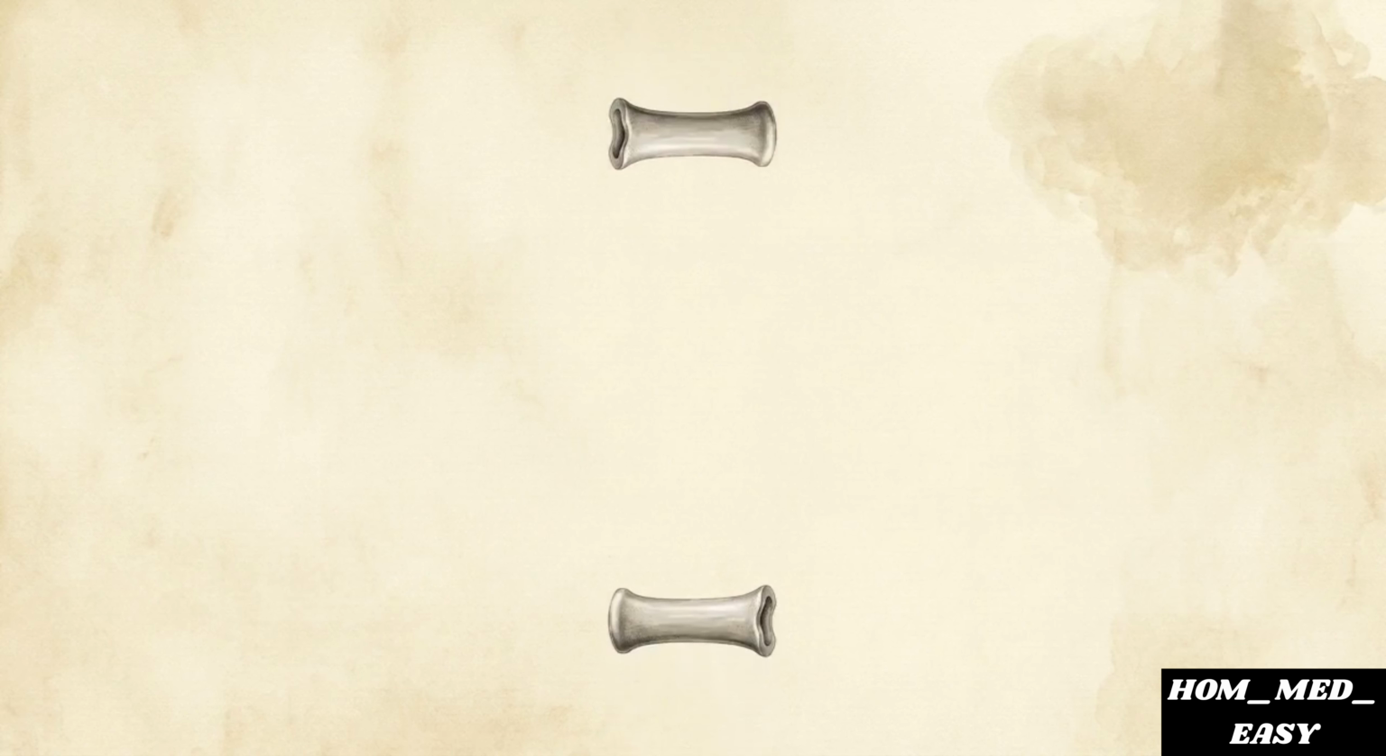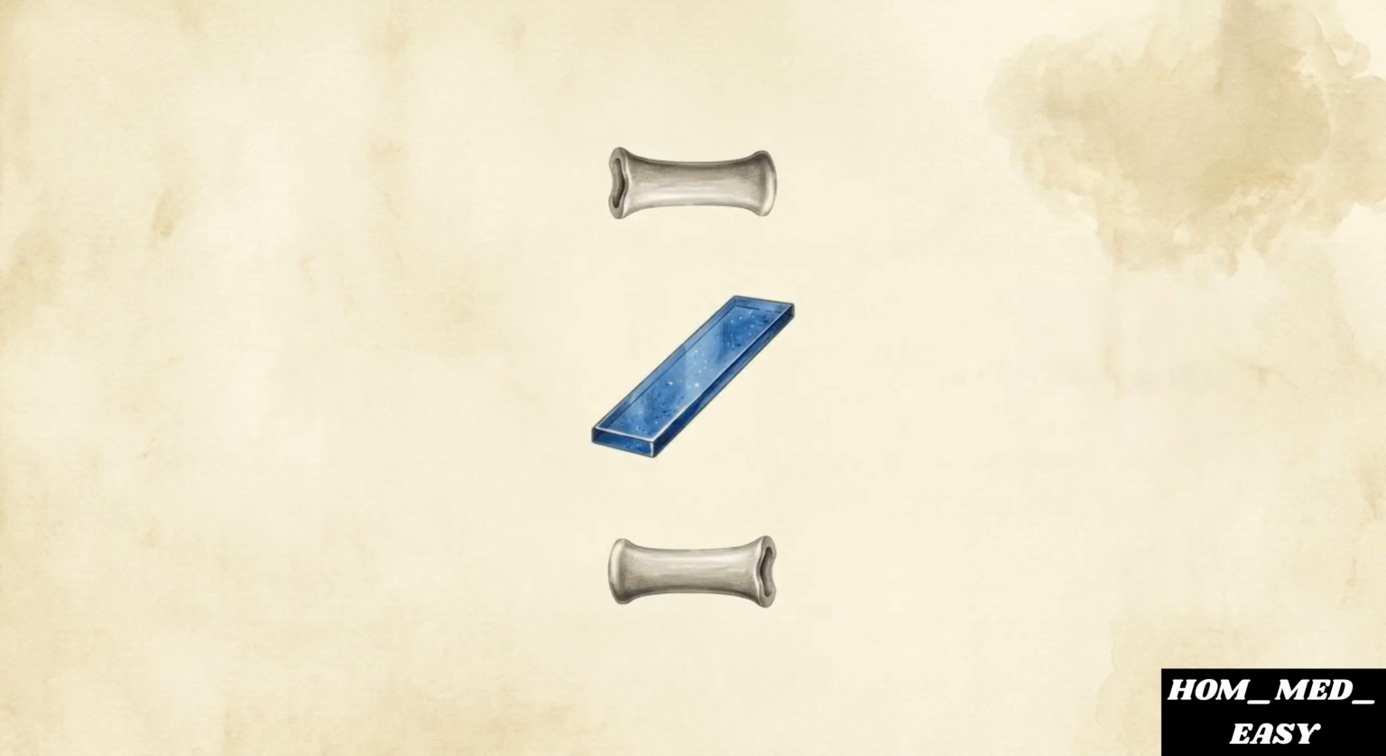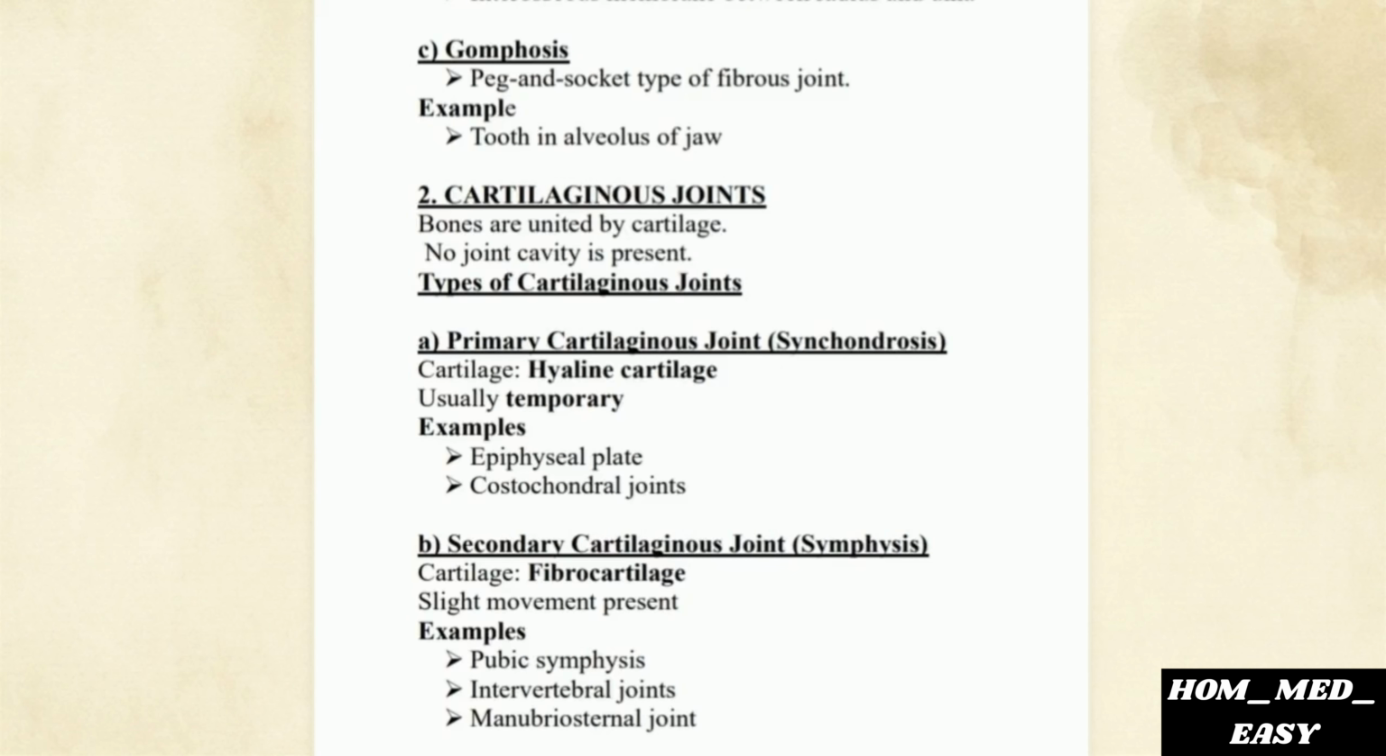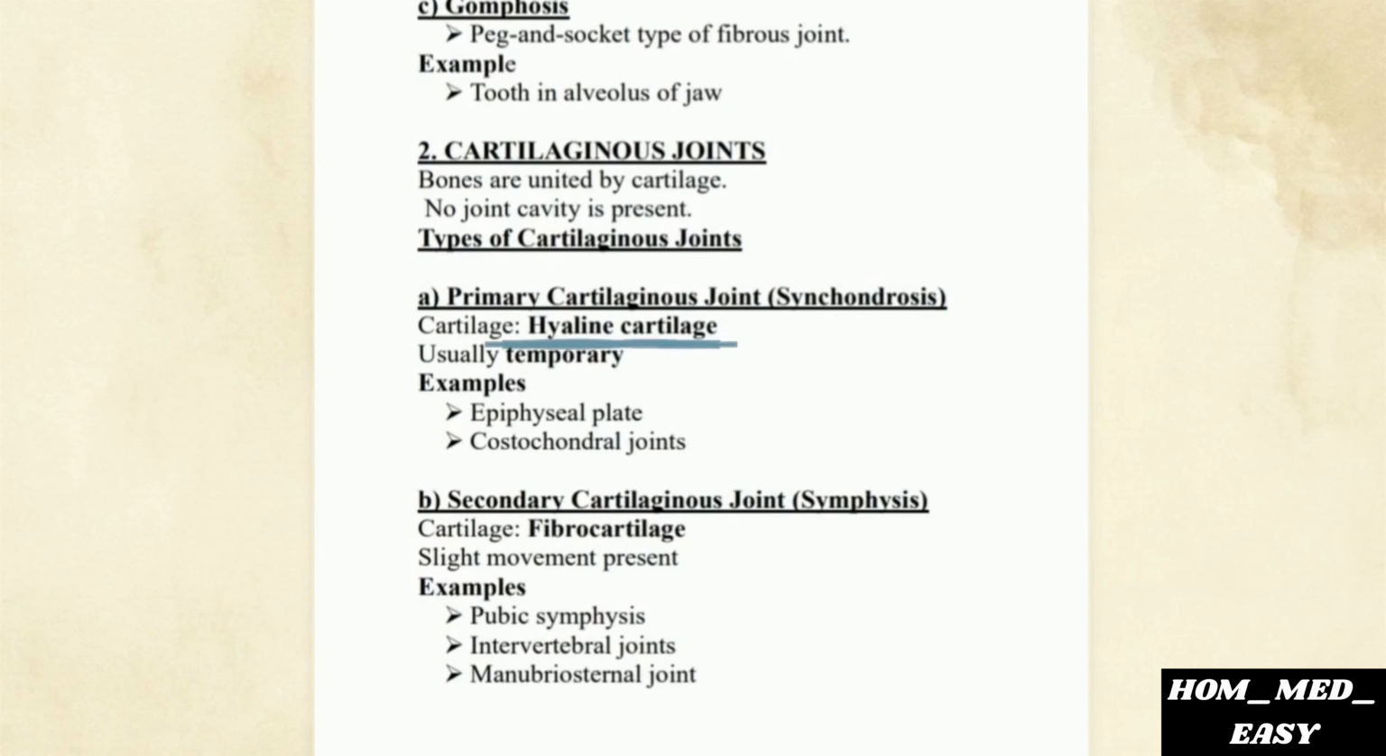The second major structural class is cartilaginous joints. In this configuration, the articulating bones are united strictly by cartilage. Much like the fibrous joints we just examined, cartilaginous joints possess no internal joint cavity. This section of the taxonomy breaks them down into two types, starting with the primary cartilaginous joint, or synchondrosis. These utilize hyaline cartilage as temporary developmental bridges. You see this in the epiphyseal plates of growing bones, or the costochondral joints.